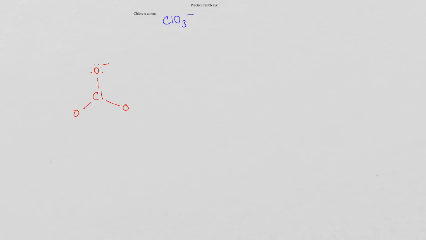That means these other 2 oxygens need to have a neutral formal charge, so they need to be double bonded with 2 lone pairs, and then we'll throw 1 lone pair on the chlorine to give it a neutral charge.